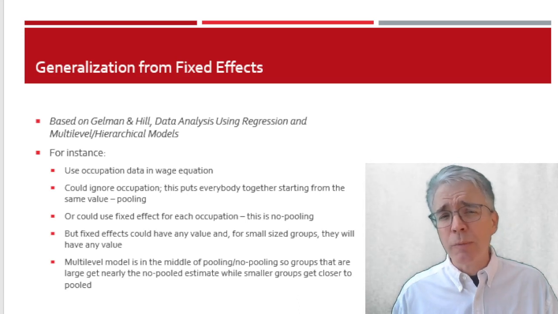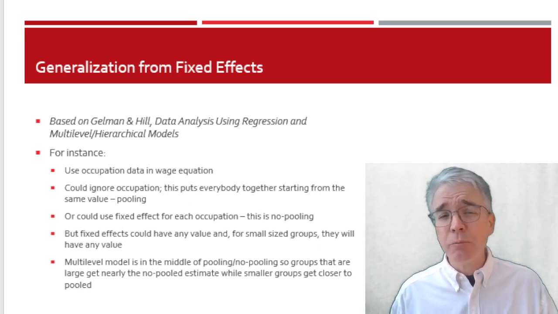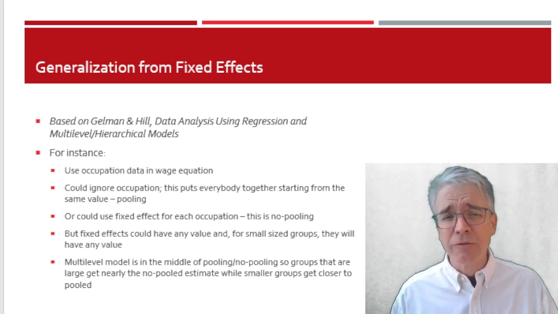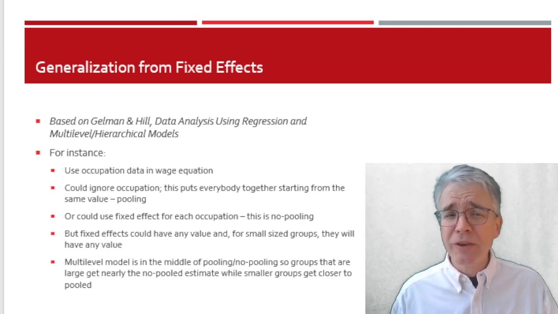For instance, we might want to use occupation data in some wage equation, understand how much money people are making. If we didn't put in any factor or fixed effect for occupation, then that would pool everybody together. Everybody's wage would start from the same predicted value. Or you use a fixed effect for each occupation. That's the no pooling method.